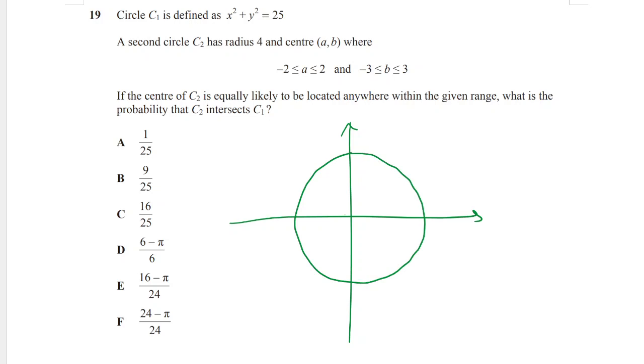Well, let's start with, for example, if the center is bang on the origin, when A is 0 and B is 0. Then your circle C2 only has radius 4, so it will be somewhere here. Clearly that doesn't intersect C1. So how can I make it intersect C1? Well, for example, what if my center was up here when y is 1? Then you'll be tangential to C1. Tangential counts as intersection, of course.